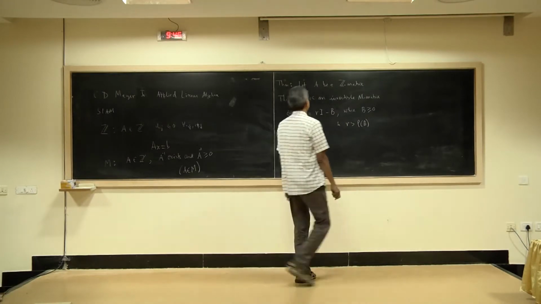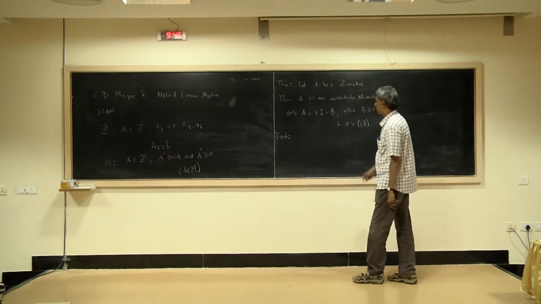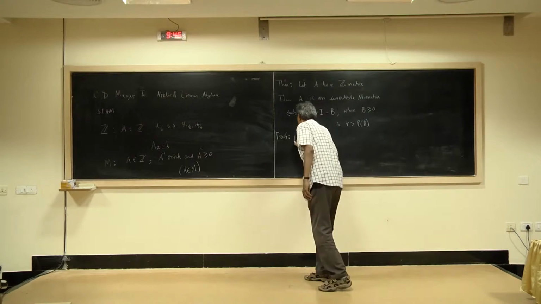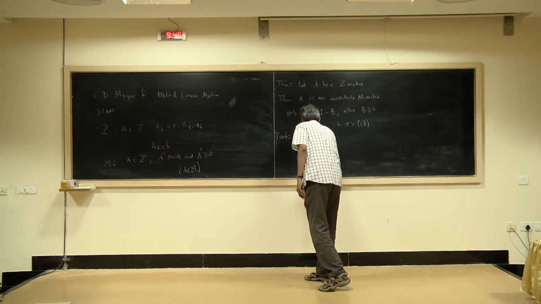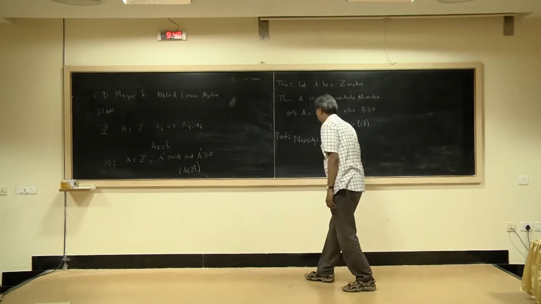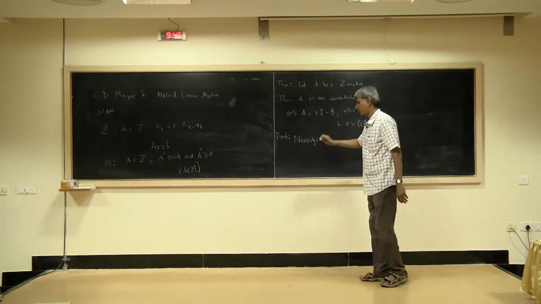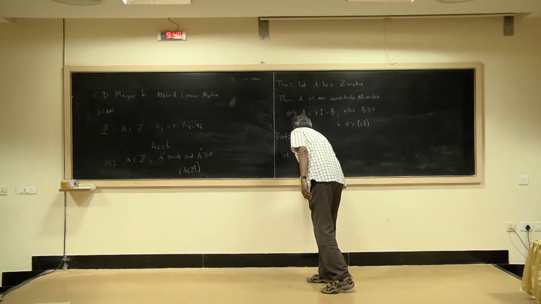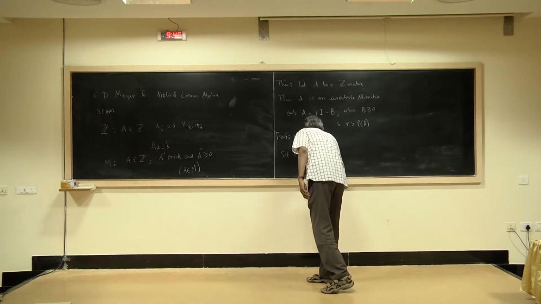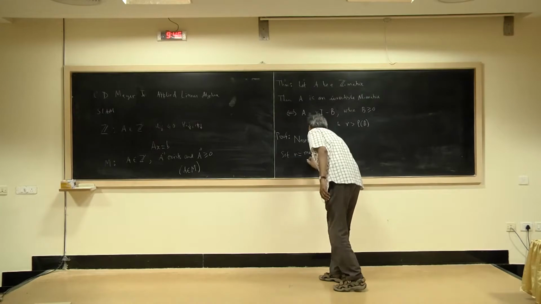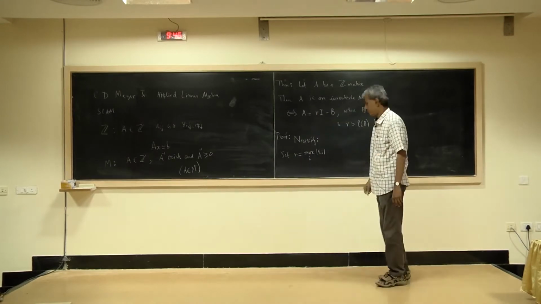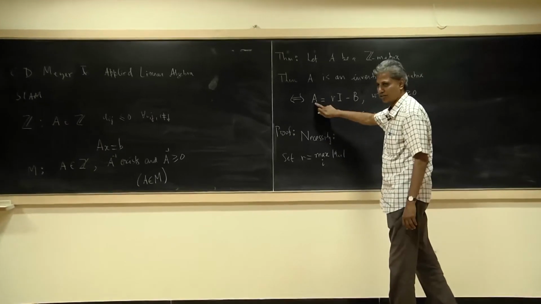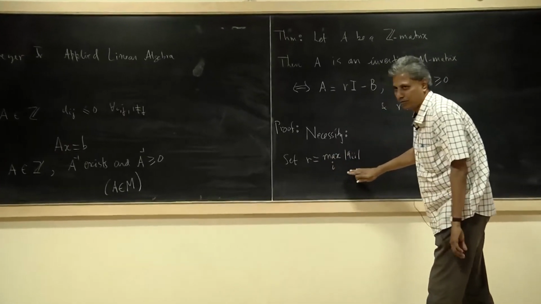Okay. A is an invertible M matrix. I must show that A has this representation. So, necessity. First, we need to make a choice for R. One choice is this: set R equal to the maximum of modulus a_ii over i. a_ii is the ith diagonal entry of the matrix A, and R is the maximum of that.